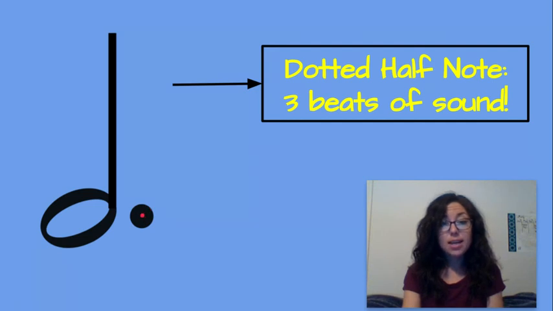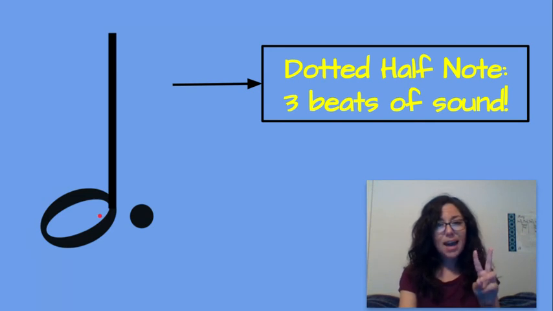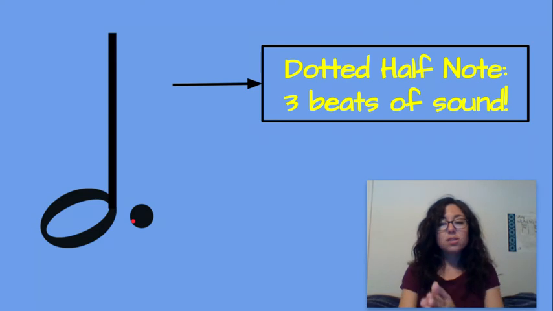So since it's attached to a half note, and our half note got 2 beats of sound, half of 2 is 1, so that dot is worth 1. So 2 beats for your half note plus 1 beat for your dot is 3 beats. So a dotted half note gets 3 beats of sound. And it would be 1, 2, 3. Simple enough.